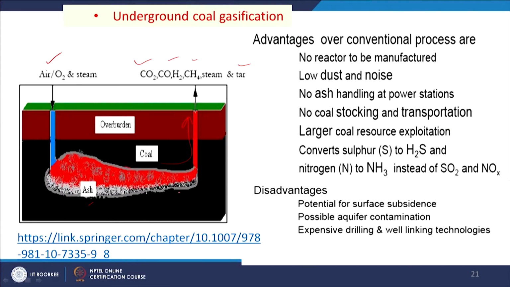So, this is the concept and people have studied on it mostly on simulation based studies, and some plants are also available for the underground coal gasification around the world. I will discuss that, but now I will see what are the advantages of this and what are the disadvantages. So, advantages over conventional processes are no reactor to be manufactured, low dust and noise, no ash handling at power stations, no coal stocking and transportation, larger coal resource exploitation, it converts sulfur to H2S and nitrogen to NH3 instead of SO2 and NOx. And it has some disadvantages, that is the potential for surface subsidence, possible aquifer contamination and expensive drilling and linking technologies.